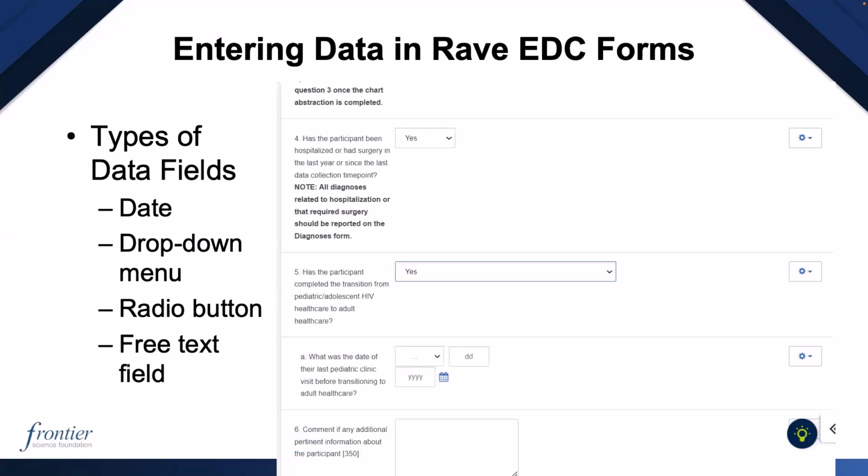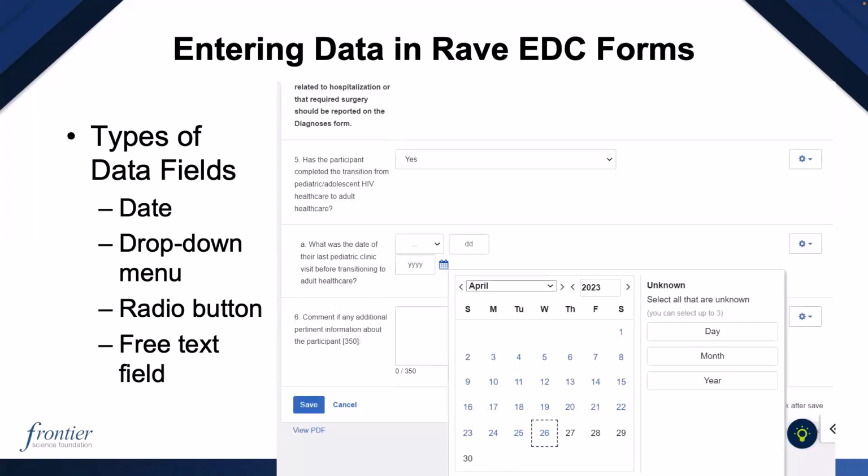Question 5A is dynamically added. It's a date field. And when we click the calendar icon here, you'll note that this time there are these unknown options at the side. This is not going to be found in the header. You have to know the date of the visit, but for other dates, there's going to be these options.